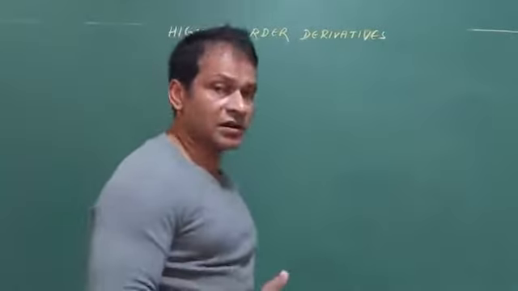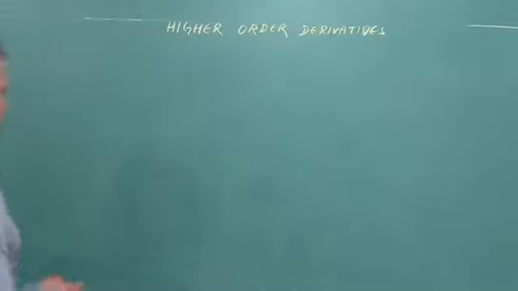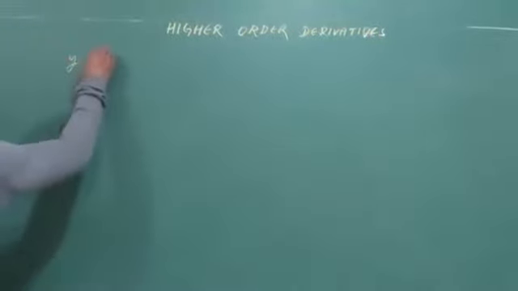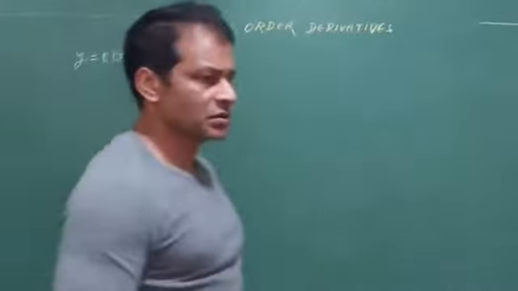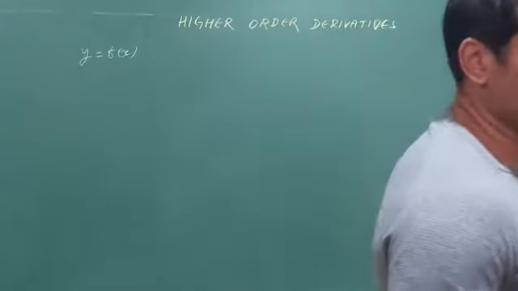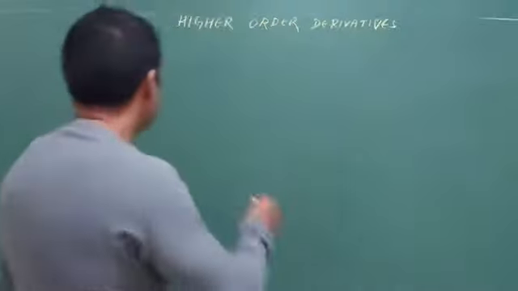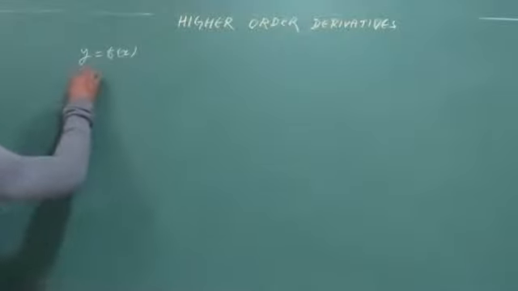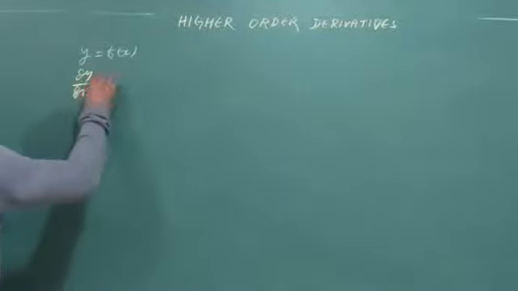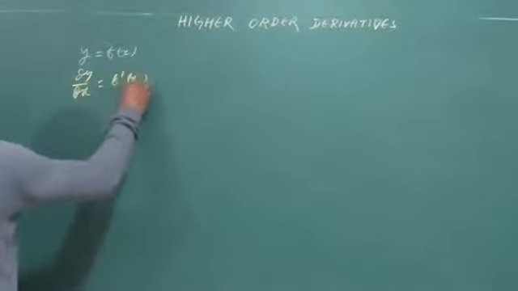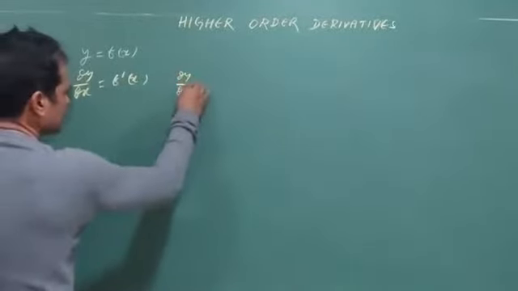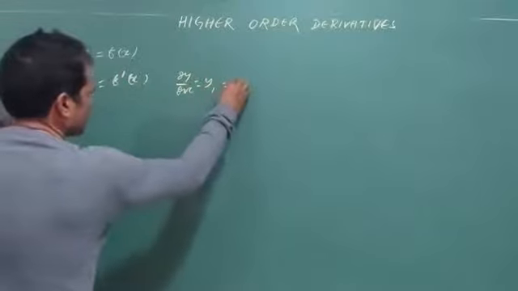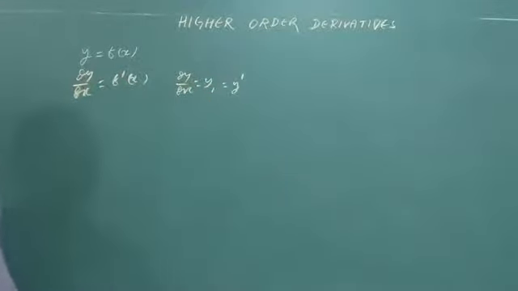So higher order derivatives. What are higher order derivatives? Suppose I am writing y equals f(x). When I am writing y equals f(x), if I think how to find the first order derivative, that you already know, that is dy by dx equals f dash x, meaning finding the derivative with respect to x. So I can write dy by dx equals y1 or y prime. Anything I can take.